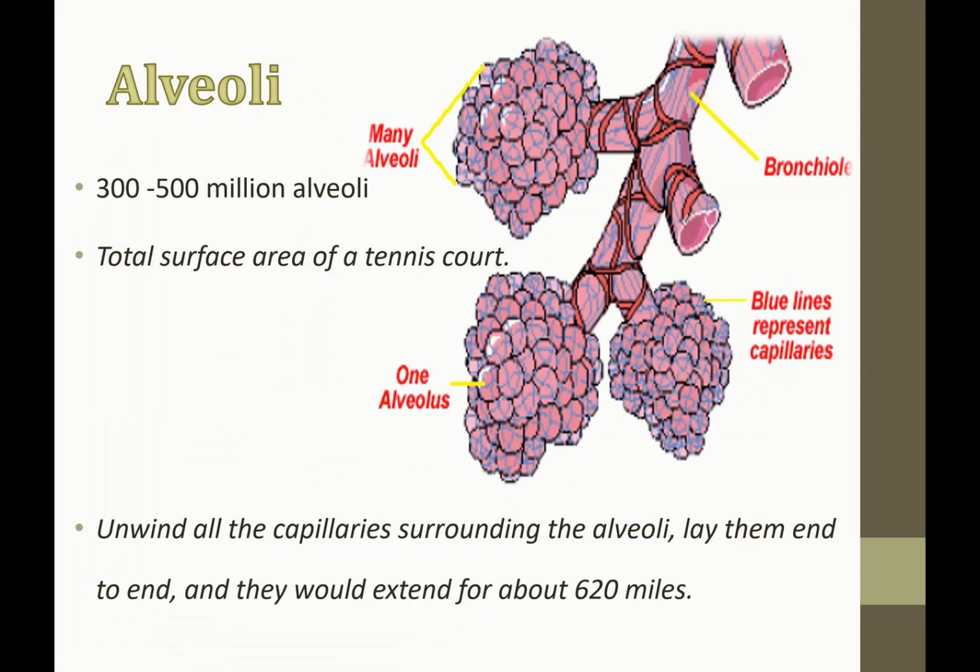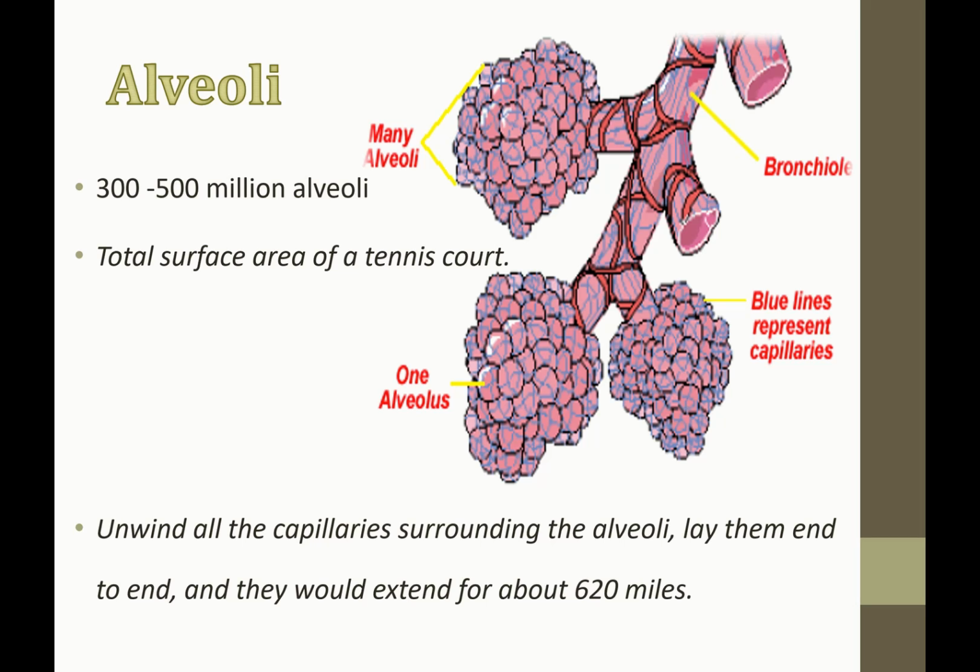And the final structure is what's known as an alveoli. So an alveoli is an air sac which we find at the end of the bronchiole, and this is where a process known as gaseous exchange takes place. We'll talk more about gaseous exchange in the next slide, but for now you need to know that there are around 300 to 500 million alveoli at the end of your bronchioles. And of course, this allows us to get oxygen in and CO2 out.